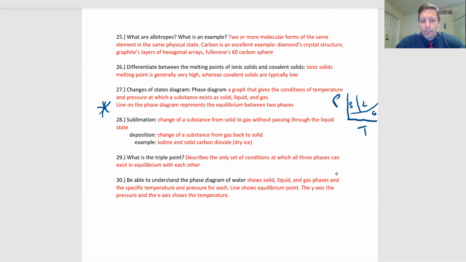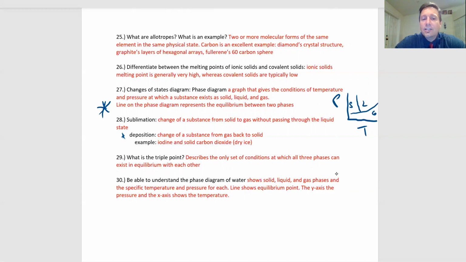28, sublimation. Change of a substance directly from solid to gas. It doesn't go into the liquid state at normal temperature and pressure. It just goes from solid to gas. That's sublimation. Examples for sublimation were dry ice, which is solid carbon dioxide, and iodine. Deposition, our next term, is going from the gas directly back to the solid state. I already mentioned those two examples. Please know those two examples as sublimation and deposition.